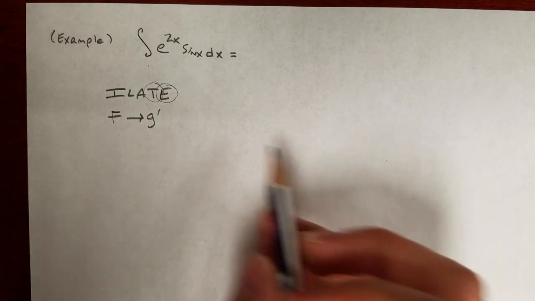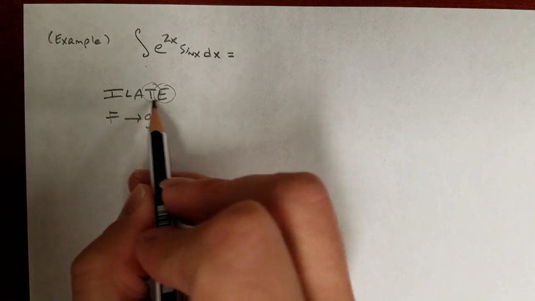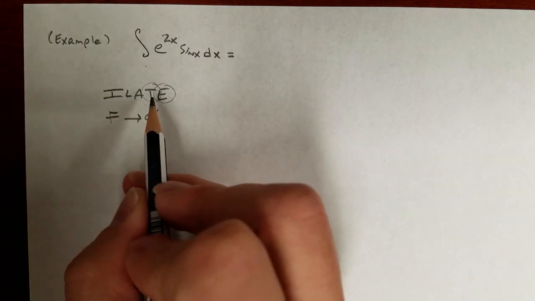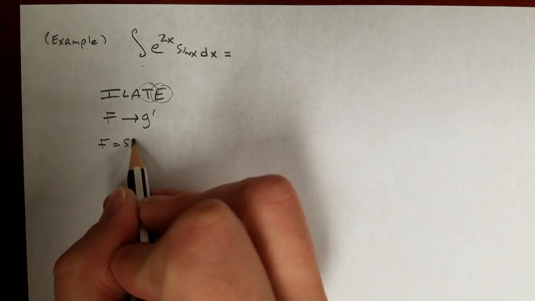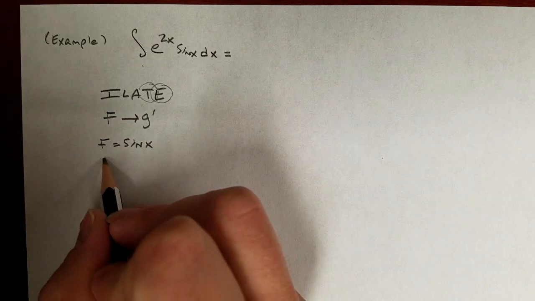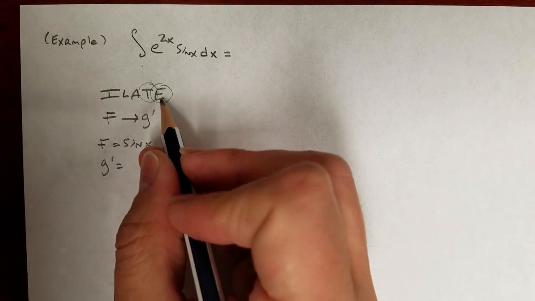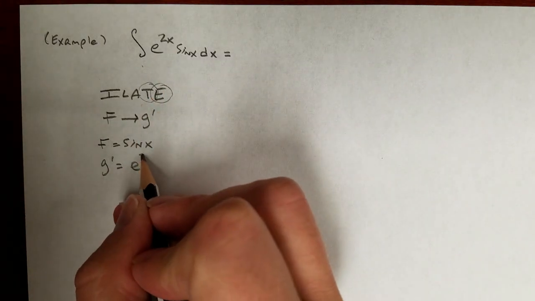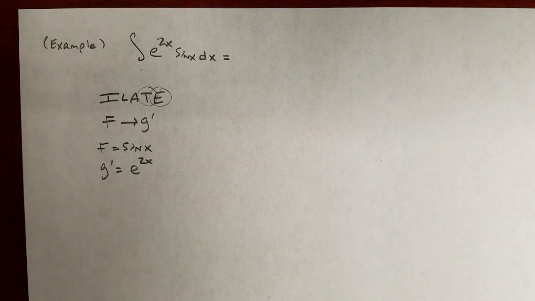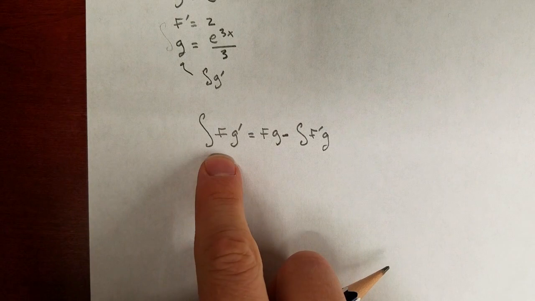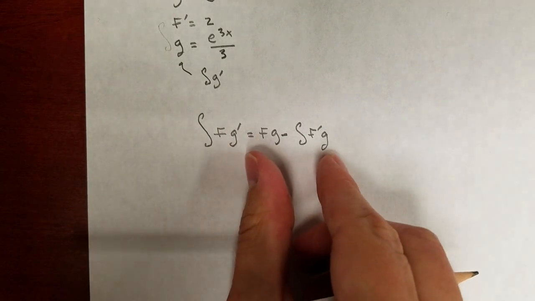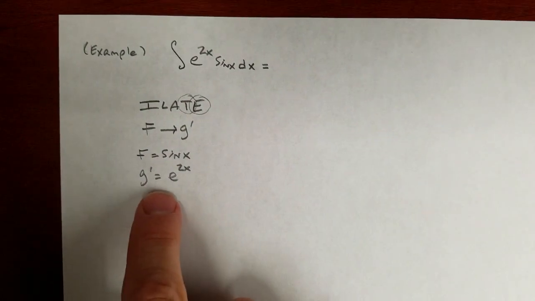So f comes first, right? You read it, you get the trig function first, that's f. So f is going to be sine x. G prime, on the other hand, is going to be the exponential function, e to the 2x. Now, at this point, there's your formula. You make the decision, and then you follow through with it. So I had made this decision.